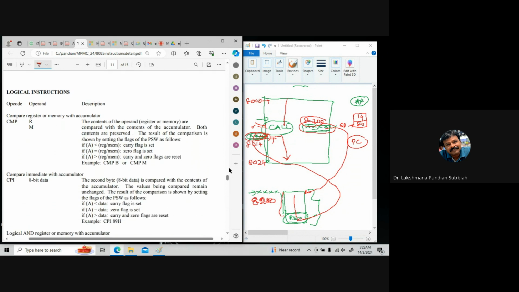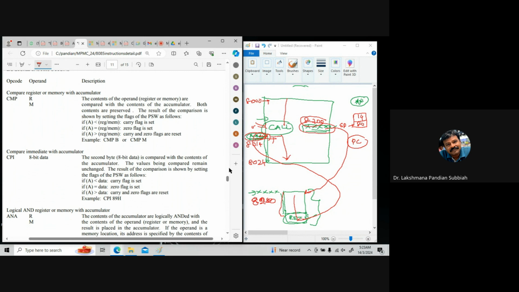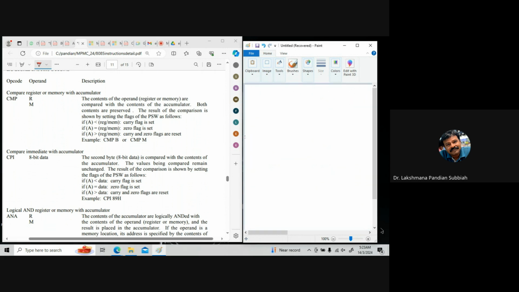Next instruction is the compare instruction. So what will the compare instruction actually do now? That is what we have to consider. The compare instruction does the comparison with all registers, B, C, D, E, H, L, and also memory.